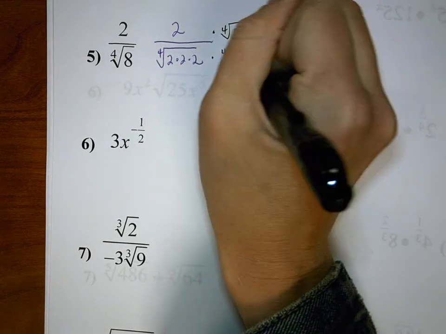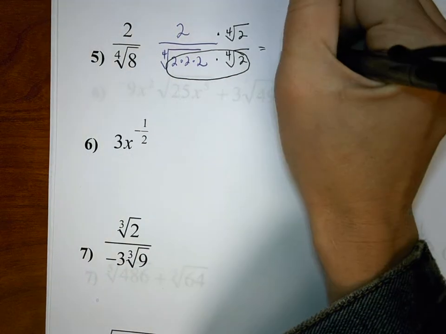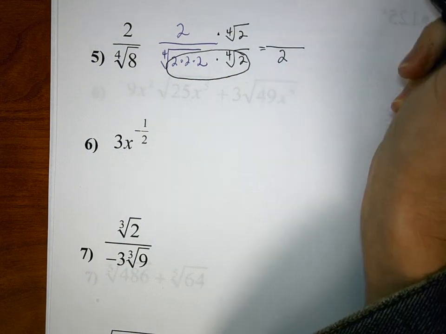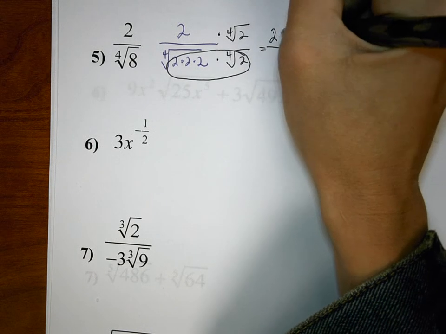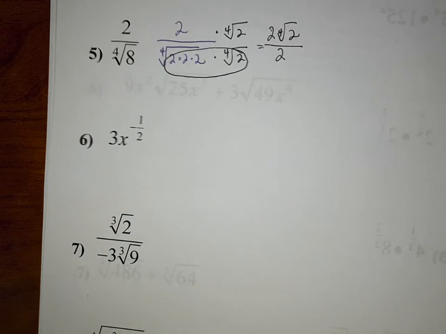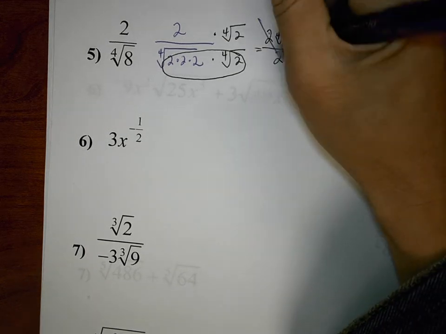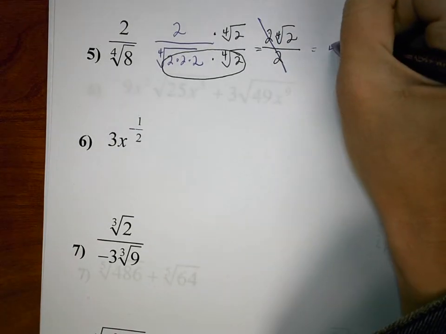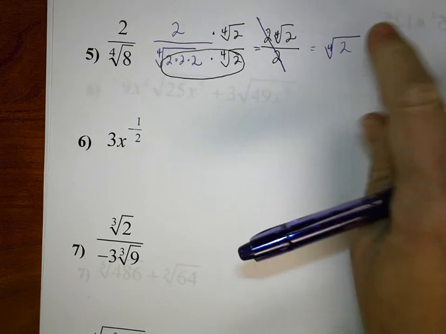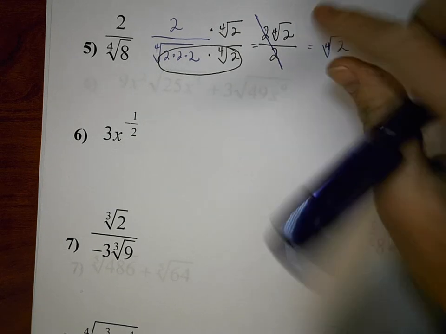This now has 4 2's. So my denominator is 2, and my numerator is 2 fourth root of 2. And then we can reduce. Both of those 2's in front cancel out, and so my answer is just the fourth root of 2. Make sure that your 4 is small inside that little root symbol. Otherwise, if it's out in front, it looks like 4 root 2.